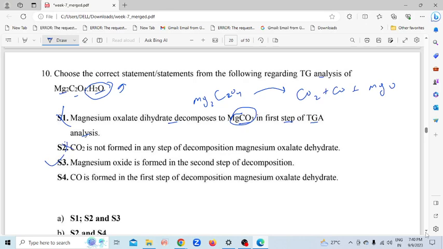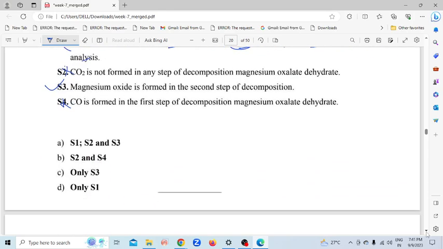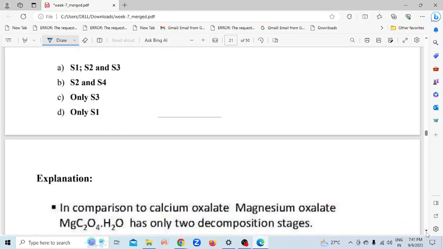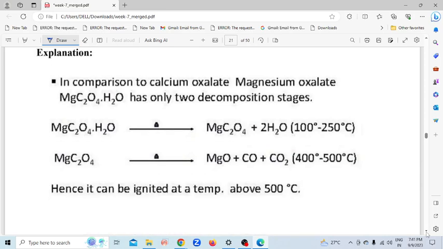Then: CO is formed in first step of decomposition. That is also not correct, CO is not formed in first step. So only statement 3 is correct. Yes, by this way we can understand.